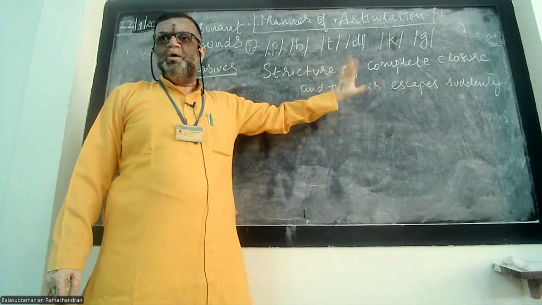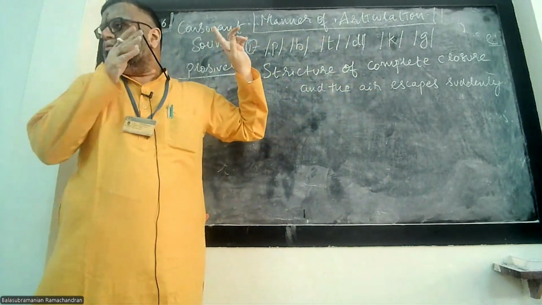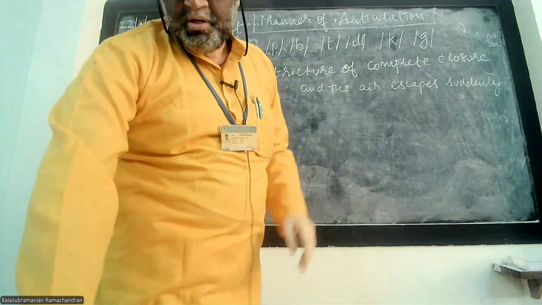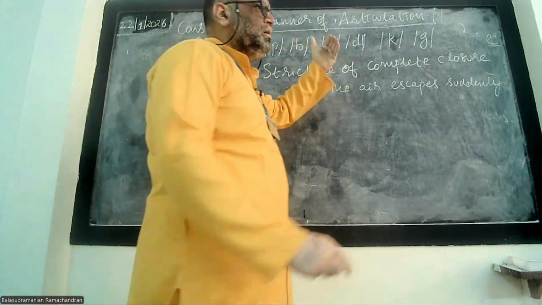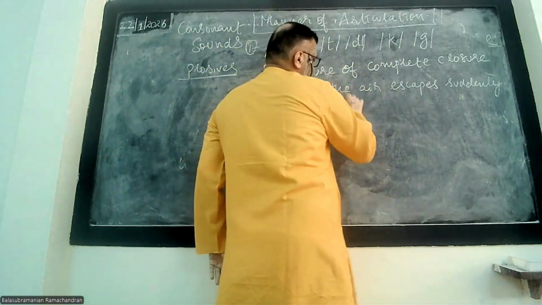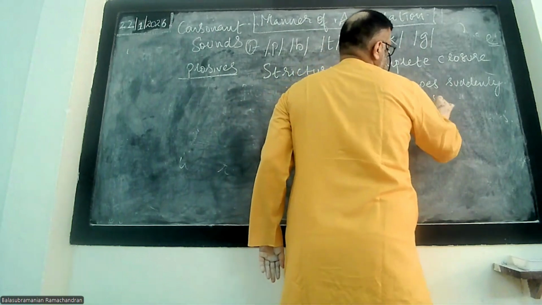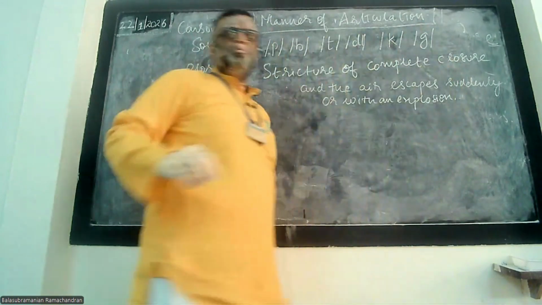Otherwise it cannot be a plosive. You cannot produce a prolonged plosive and call it a plosive. So it comes out with an explosion, escapes suddenly, and so we call it plosives. Okay, are you clear about this?